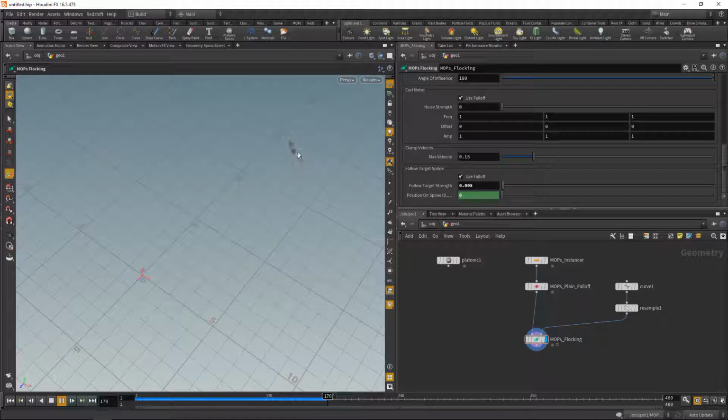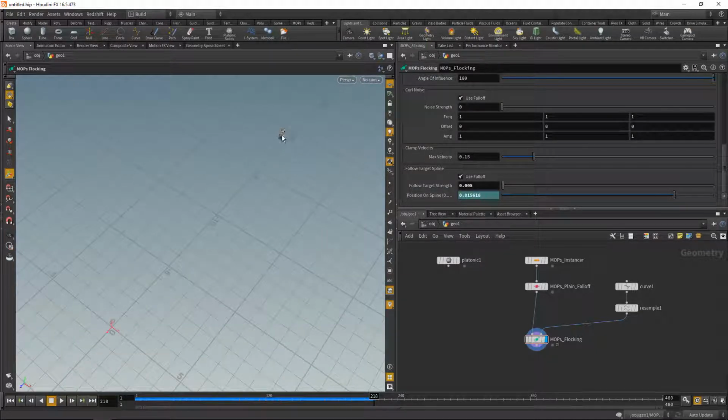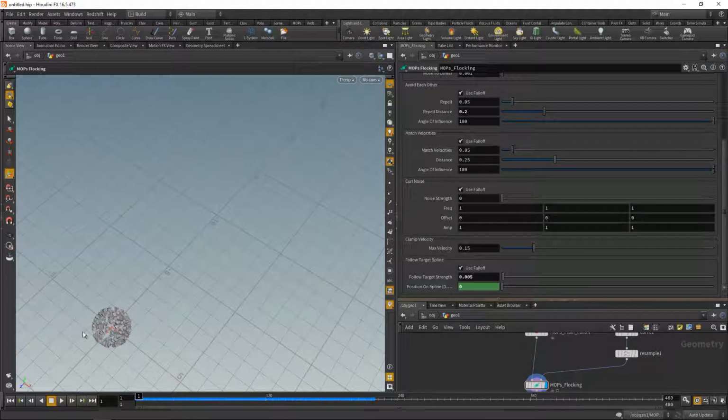However, it's clumping together here. That is because the strength of the force pulling those individual particles to the target position on that spline is too strong. So either we could dial down the follow target strength, at the risk of those particles not moving towards the target position on the spline quickly enough. The other thing that we could do is increase the avoidance strength. Play again. Nope, that's still clumping up.